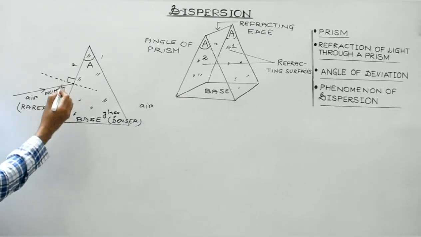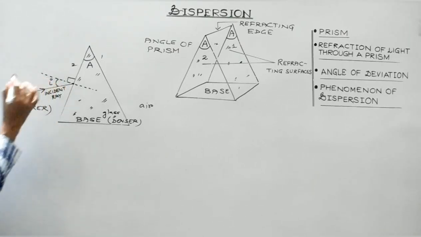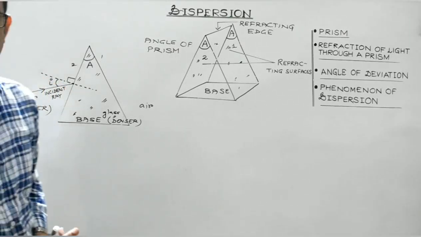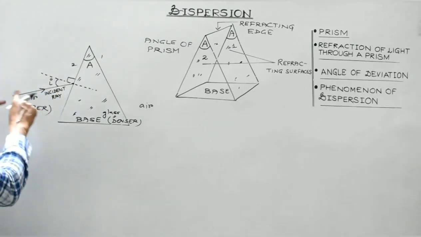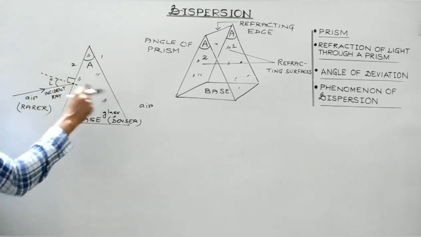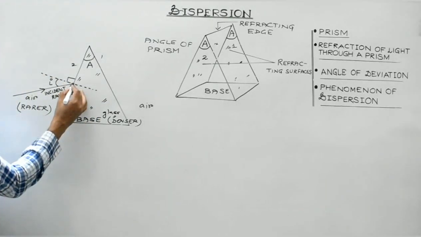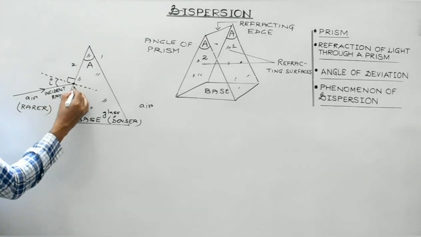Now we are aware, the angle which the incident ray makes with the normal, that is known as angle of incidence. We are already aware of it. So this is the incident ray and this is the angle which the incident ray makes with the normal. So this is known as angle of incidence.